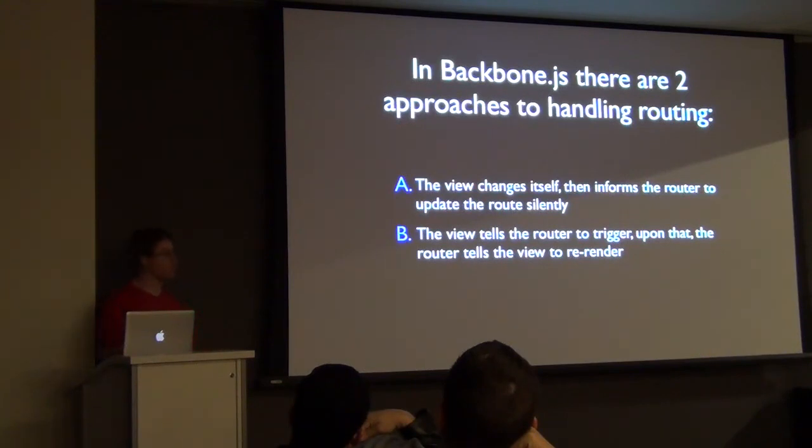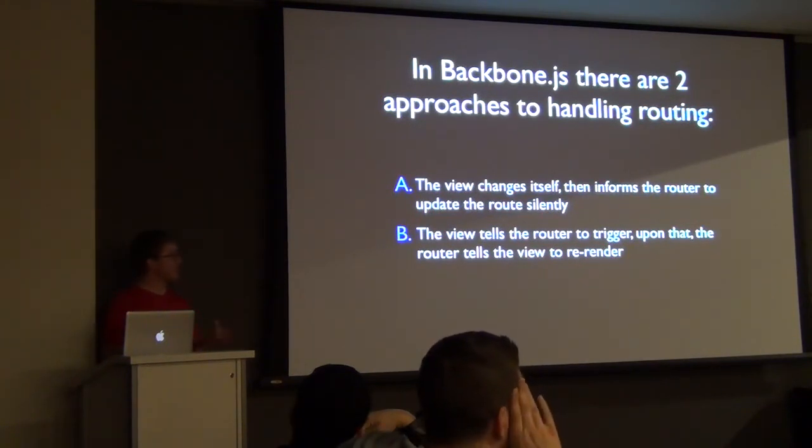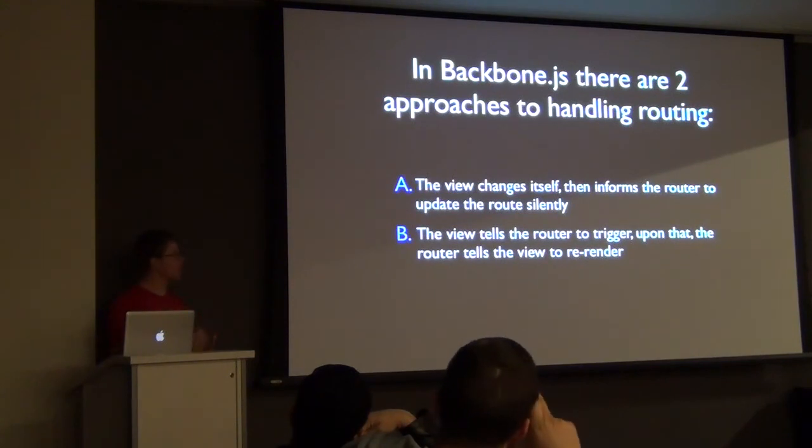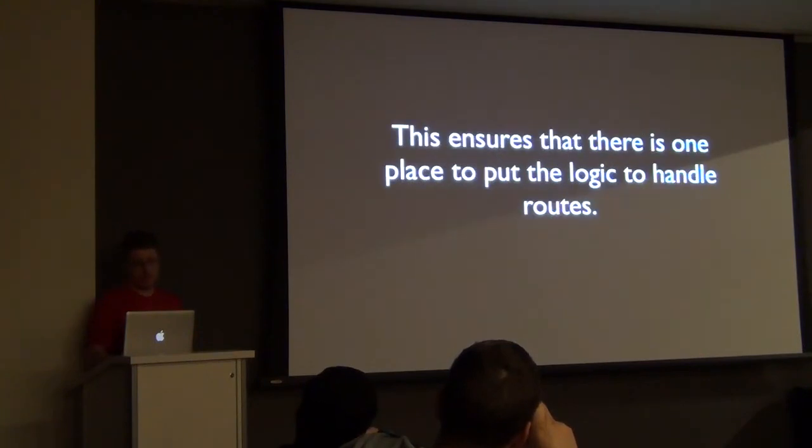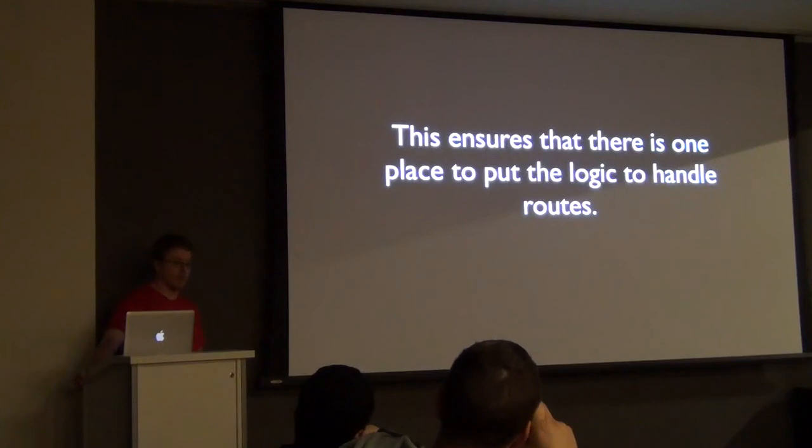But you don't want to tell the router to update to trigger, because you already made the change in the UI. You don't want to have to be like a forever loop. The other way is to not make the change in the view immediately and to tell the router to trigger the new route. And upon triggering the new route, the router then does the logic to update the view at that point. I strongly prefer the second method, and that's what the opinion is used for Backbone.detour. This ensures that your logic is all put in the same place for handling routes.